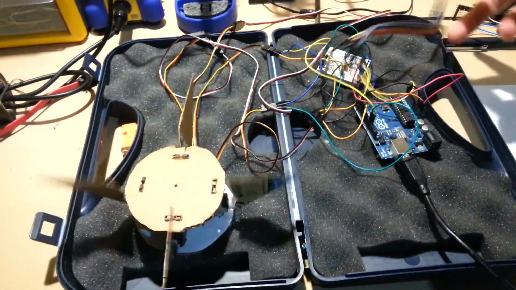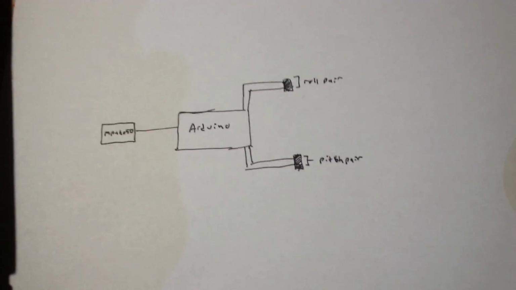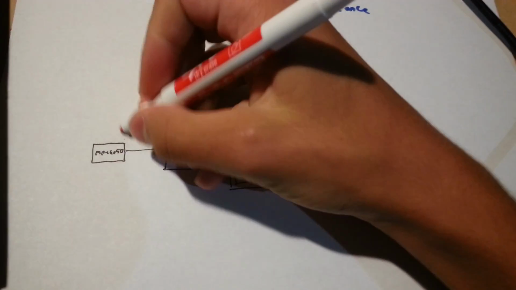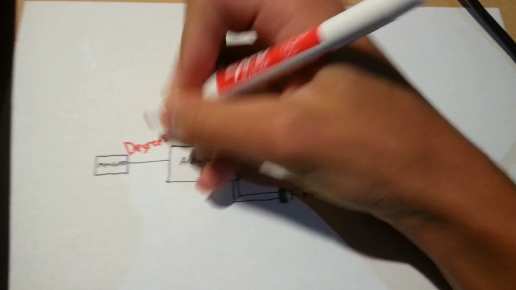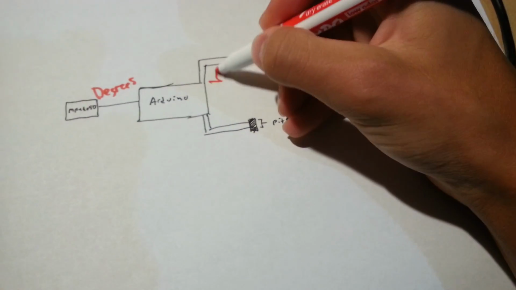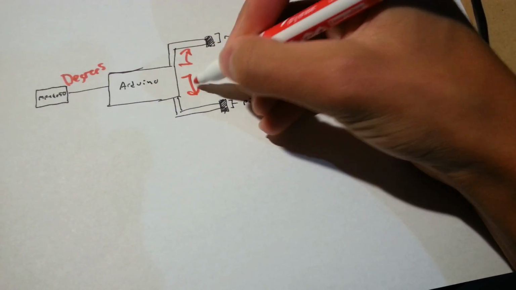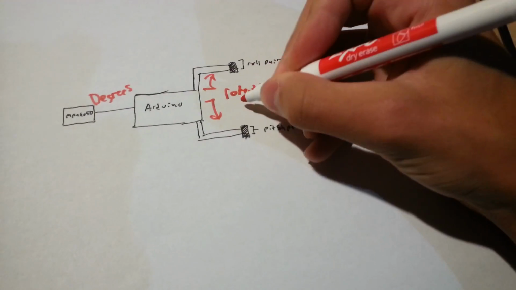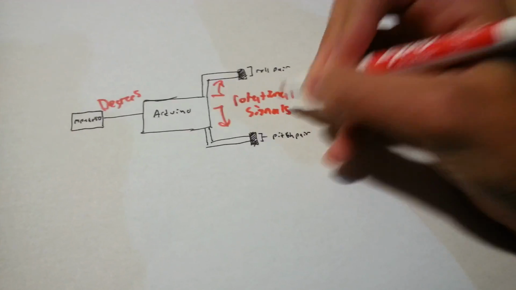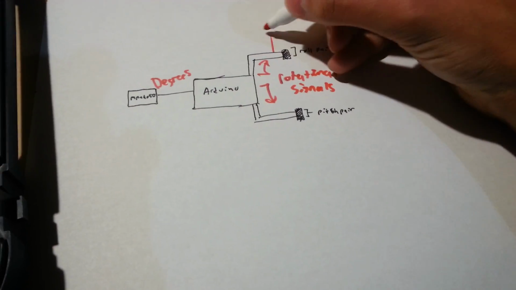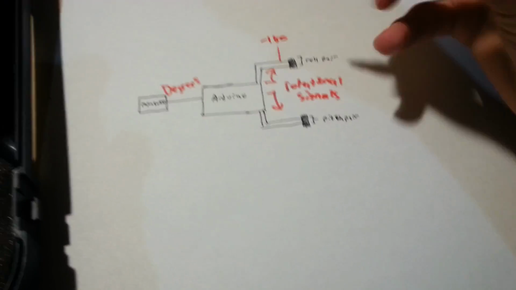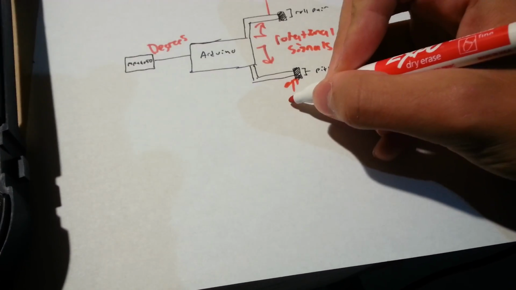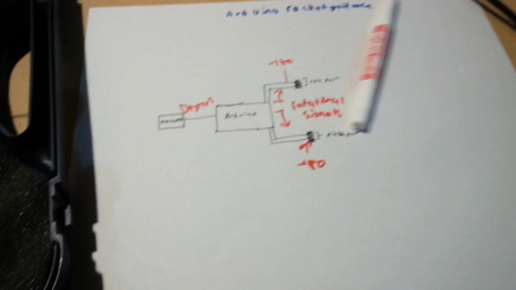So, the block diagram is here. What this does is it sends degrees to the Arduino, which then turns these into rotational values for the servos, and one of these is negative 180 opposed to the other one.